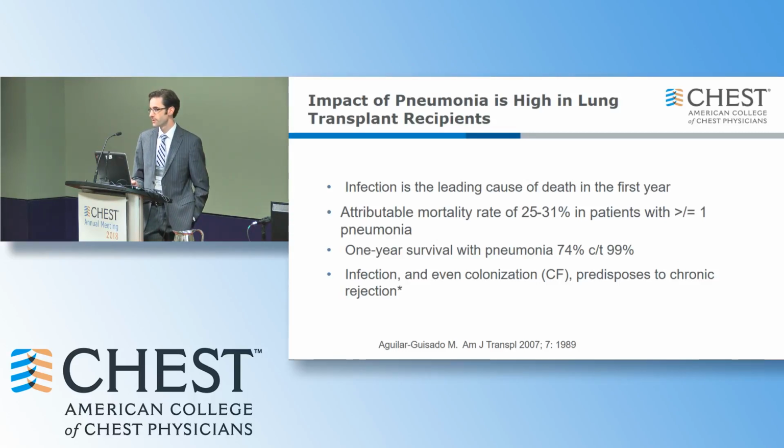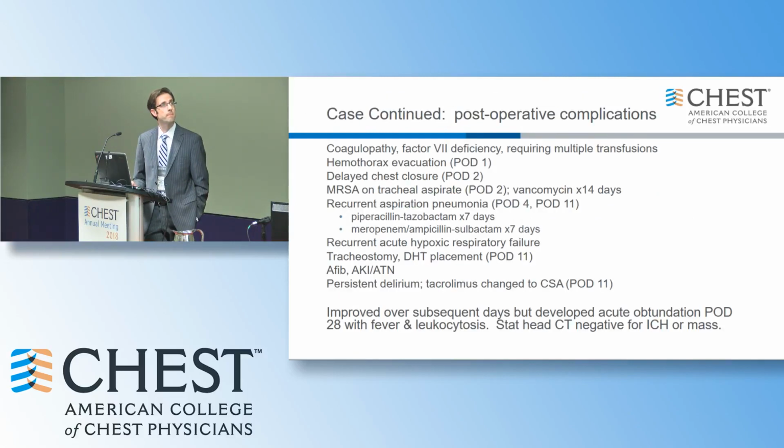Infection is the leading cause of death in the first year in this population, with an attributable mortality of up to 31% in patients who have 1 or more pneumonias. 1-year survival in this population with pneumonia is reduced at 74% compared to 99% if without pneumonia. And infection and even colonization predisposes to other problems like chronic rejection, which can further impact long-term survival.